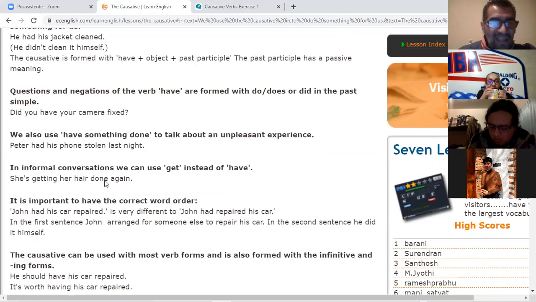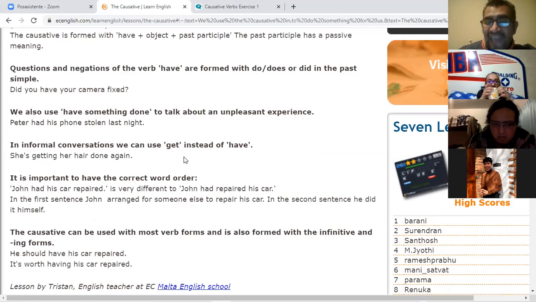Okay? In informal conversations, we can use get instead of have. She's getting her hair done again, for example. O podemos decir, she's getting her friend Lolita to do her hair again, por ejemplo. En ese caso sí utilizamos el infinitivo. Cuando, acuérdense, cuando vamos a utilizar el nombre de la persona que va a realizar la acción, utilizamos infinitivo. Si no, passive voice.